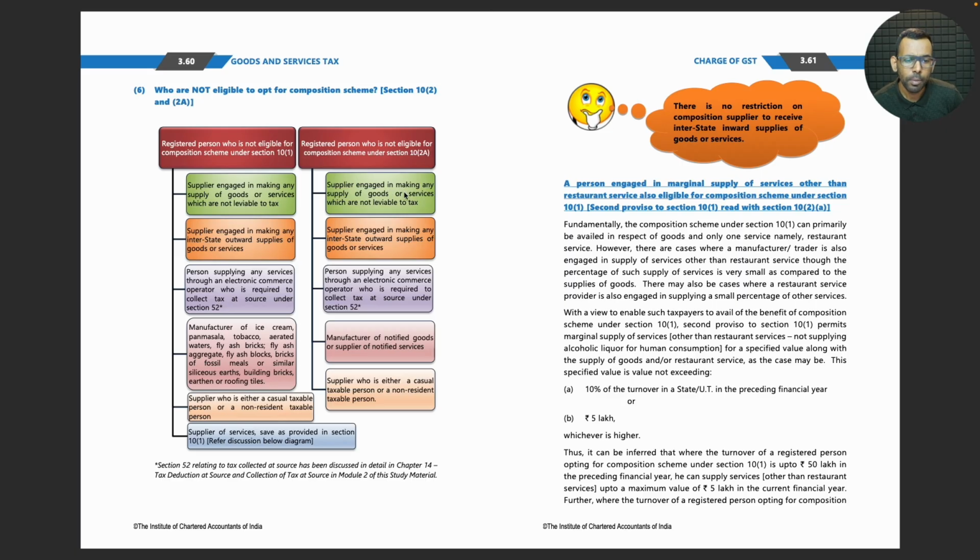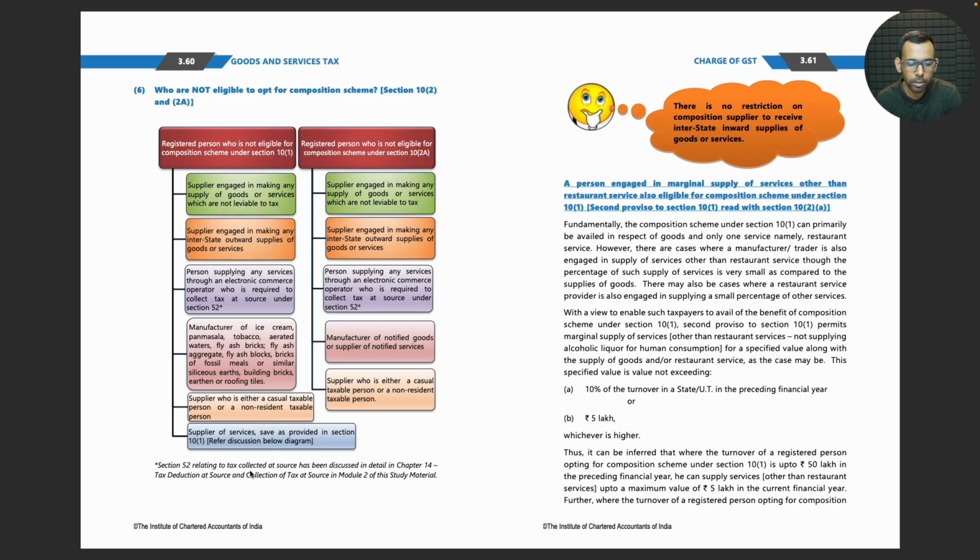A supplier engaged in making supply of goods or services which are not leviable to tax; a supplier engaged in making any interstate outward supplies of goods or services; a person supplying any services through an e-commerce operator who is required to collect tax at source; a manufacturer of notified goods or supplier of notified services; and a supplier who is either a casual person or non-resident person. So if I am a service provider, I cannot get registered under 10 subsection 1. I can get registered under 10 subsection 2a, and then all the other disqualifications will apply.